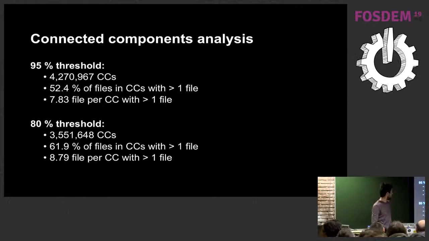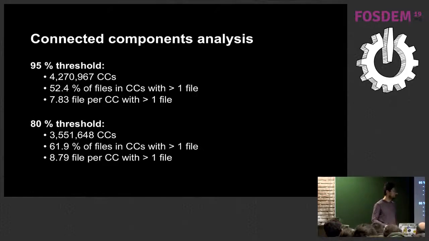Next, what I did was that I applied the hashing with two different thresholds, the 80%, which was also used in Déjà Vu, as well as the 95% threshold. As could be expected, there is a much bigger amount of connected components for the 95% threshold, but that's actually just connected components of only one file. And if you look at the ones which have more than one file, they're actually more for the 80% threshold, so about 10% more.